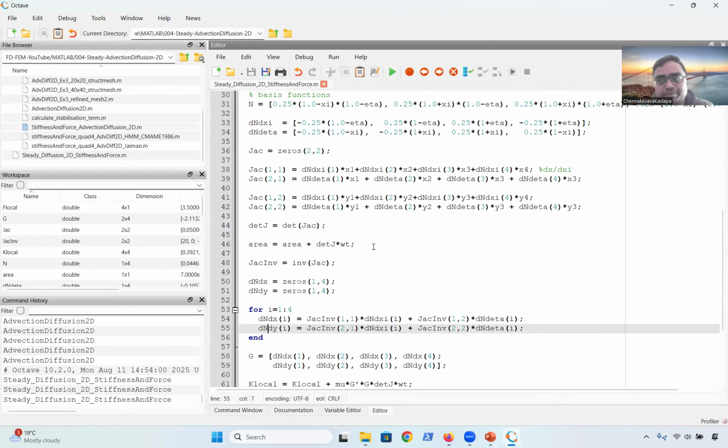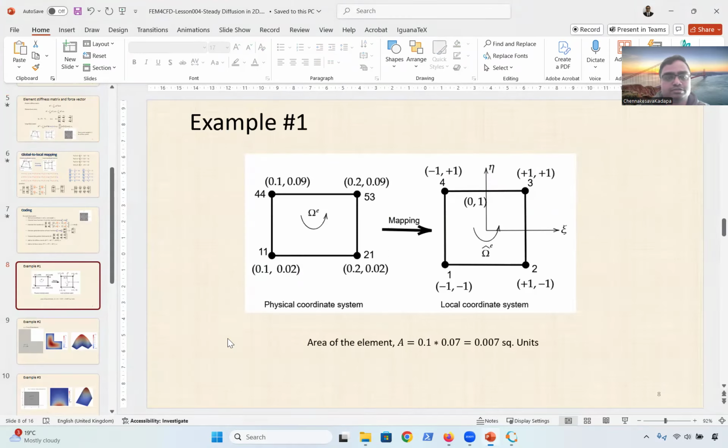In the next part, I'm going to show you how to integrate this, like we convert this into a function and then solve some examples.